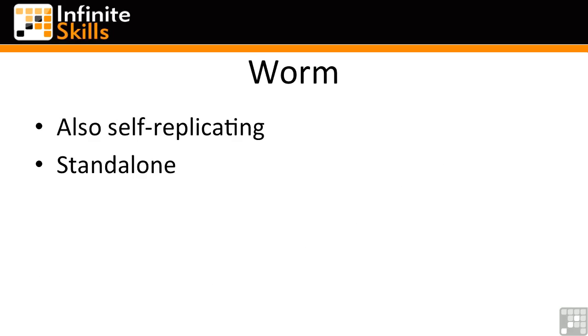A worm, on the other hand, is self-replicating. It is a standalone program. In other words, it doesn't need to attach itself to another program to exist. The worm has two goals, one of which is to continue to replicate to other systems and hosts, and the other thing is to do whatever it was programmed to do.